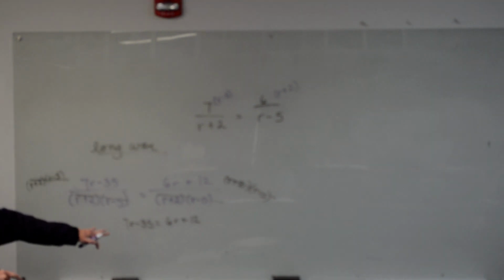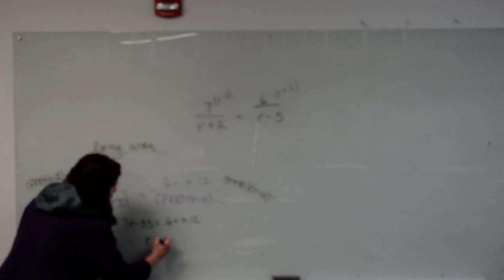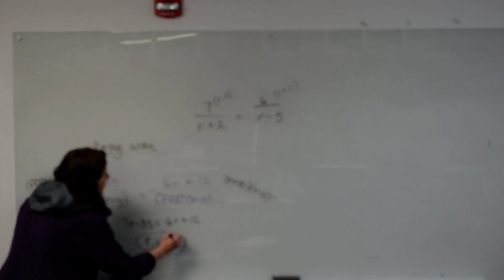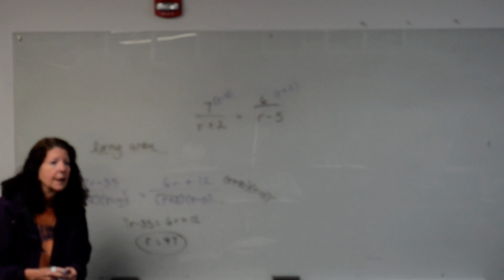Now the good thing here is I don't have anything squared, so this is going to be way easier to solve for. So I'm going to subtract the 6r and get r. I'm going to add the 35 and get 47. Now as long as that doesn't make anything undefined, I know that's the answer.